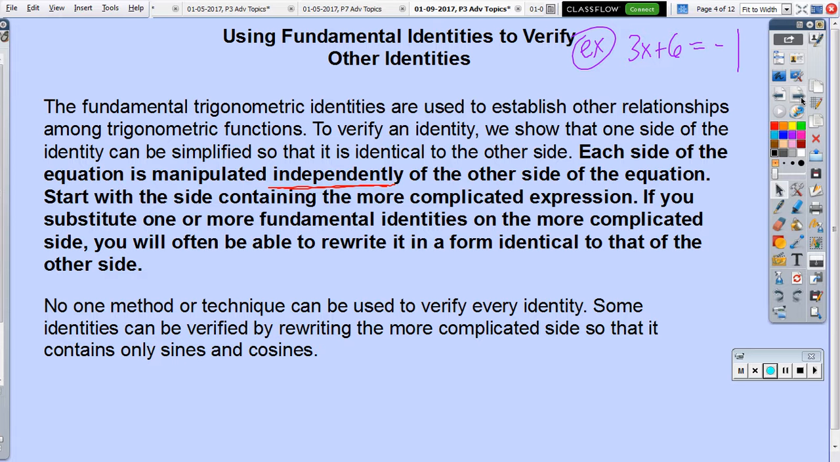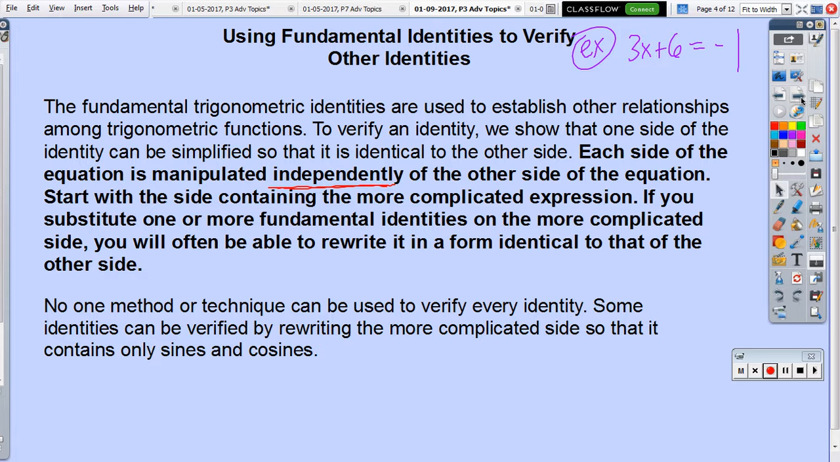No one method or technique can be used to verify every identity, so you may use different techniques, different methods. Some identities can be verified by rewriting the more complicated side so that it contains only sines and cosines, and that's what we'll be doing for the first few of these.